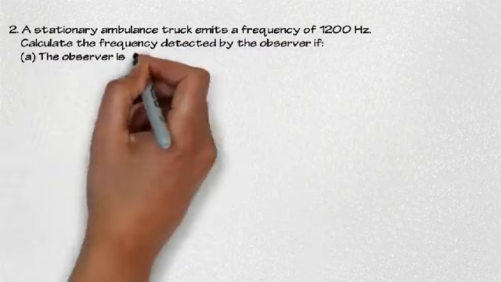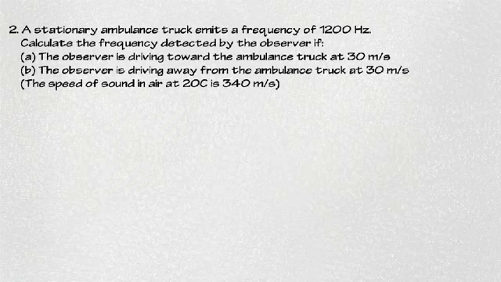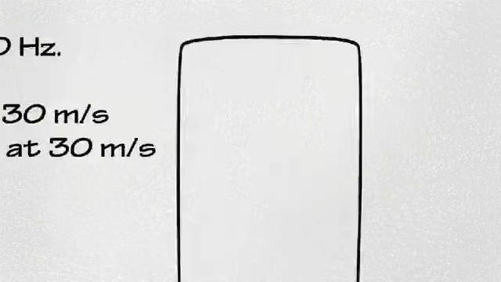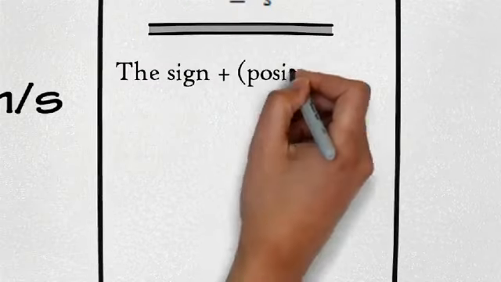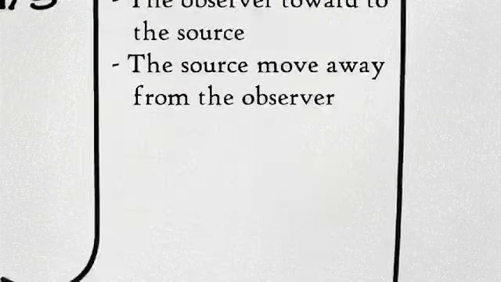Question number 2. A stationary ambulance truck emits a frequency of 1200 Hz. Calculate the frequency detected by the observer if A. The observer is driving toward the ambulance truck at 30 meters per second and B. The observer is driving away from the ambulance truck at 30 meters per second. The speed of sound in air at 20 degrees is 340 meters per second. We use the same formula and the same statement for the sign.